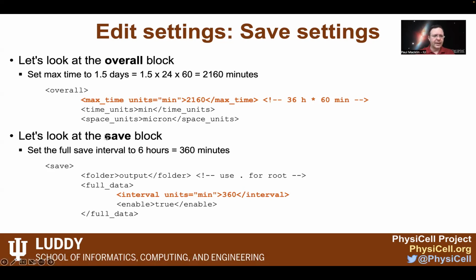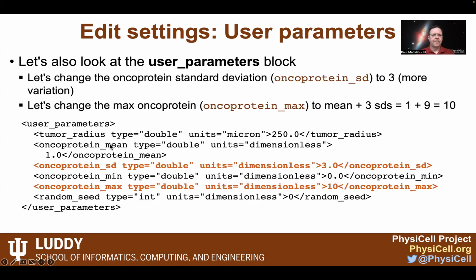Okay. And now I'm going to change some user parameters. So I want to change some of the basic scientific parameters of the model. So this is a model of heterogeneity, where every tumor cell has an individual parameter value that says how quickly they proliferate. We're just going to call this an oncoprotein. And so we're going to change the standard deviation to be a much larger value. Well, actually, we're going to leave the mean alone, it looks like, but we're going to change the standard deviation to 3 to allow more variability.